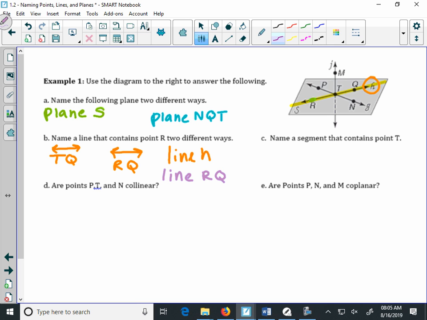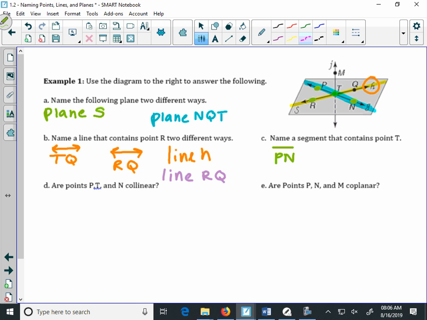Name a segment that contains point T. Well, here's point T, and here's the segment. How many points do you use to name a segment? 2. Okay? So give me one segment that has point T in it. P and N. Yep. Again, you notice T is not in there, but is T in between P and N? Yeah, so it contains it. It's on that segment. It's in between those 2 endpoints, so it's contained in that segment.